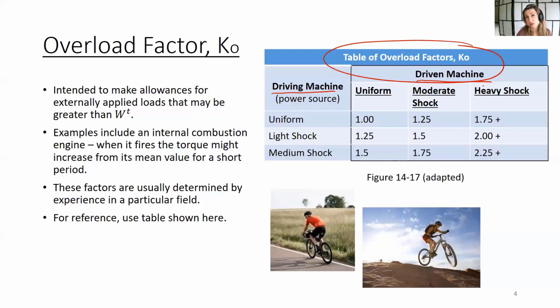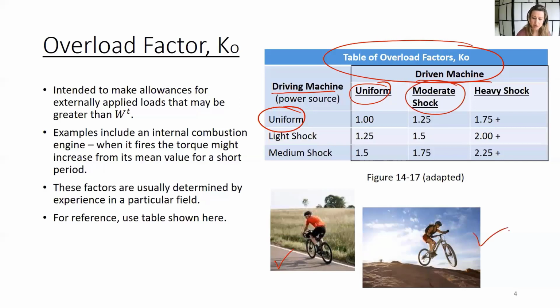So an example I like to use is riding a bike. So let's say you're on a road bike. The driving machine, that's you. You're powering the bike and maybe you're pedaling pretty smoothly. So we would say you're like a uniform driving machine. And the driven machine would be the bike. And let's say it's on a really, really flat road. So we'd say uniform. Maybe you're gonna go over some speed bumps, so moderate jump.